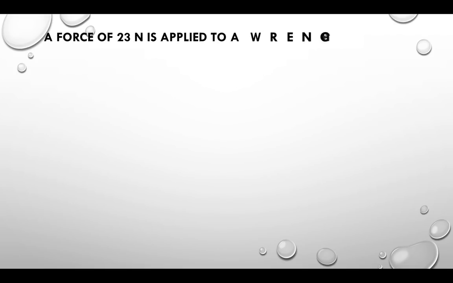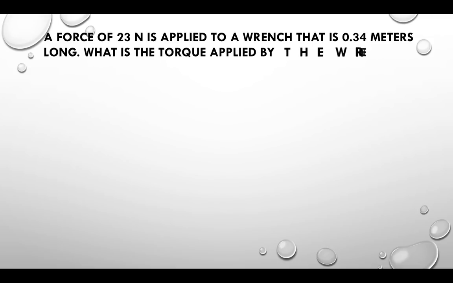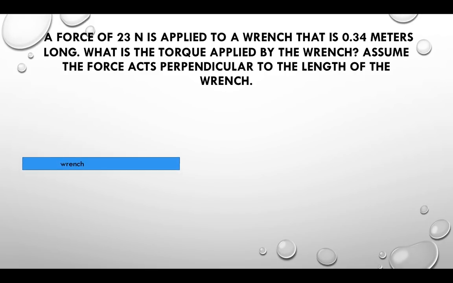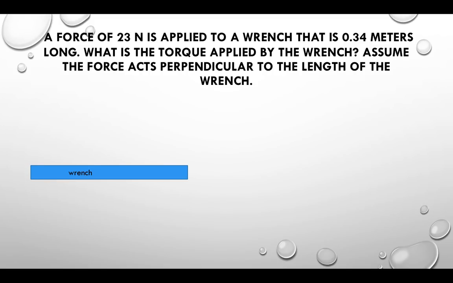One more example. A force of 23 newtons is applied to a wrench that is 0.34 meters long. What is the torque applied by the wrench? Assume that the force acts perpendicular to the length of the wrench. So let's draw a picture. Here's my wrench. Doesn't look like a wrench, but it'll work for picture's sake. Here's the force, 23 newtons, applied at the end of that wrench. Notice the force is perpendicular, meaning it makes a right angle to the lever arm, or the wrench.